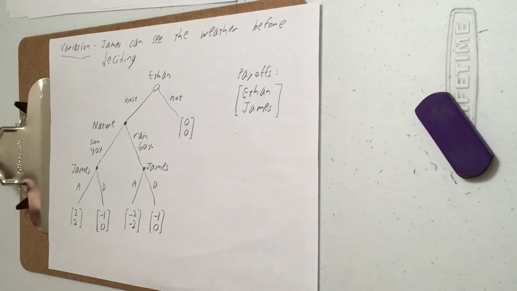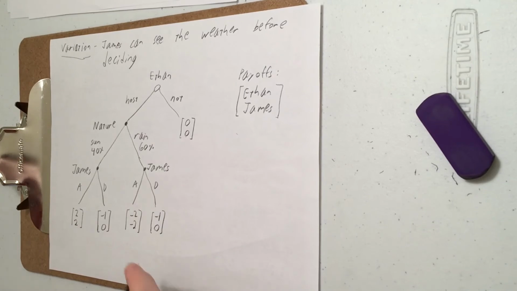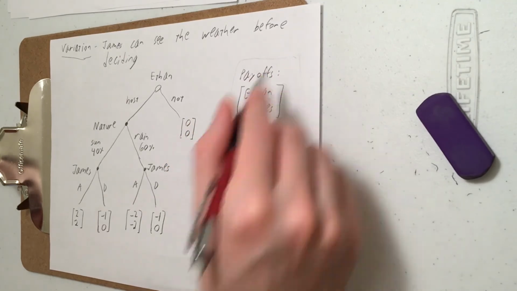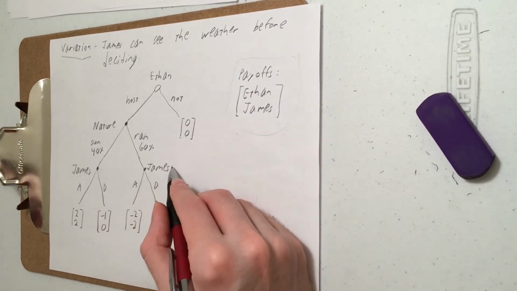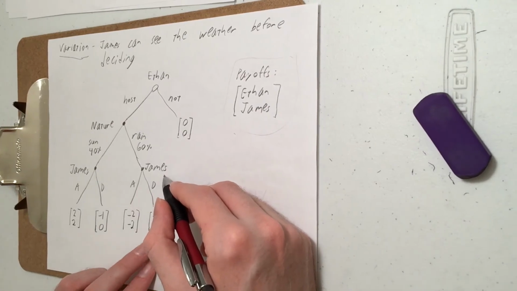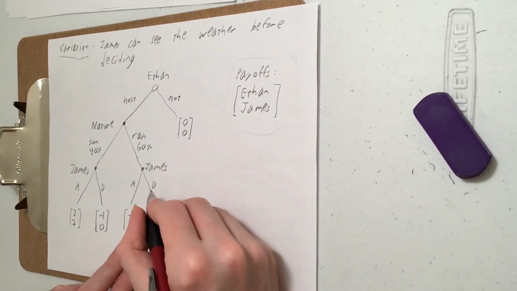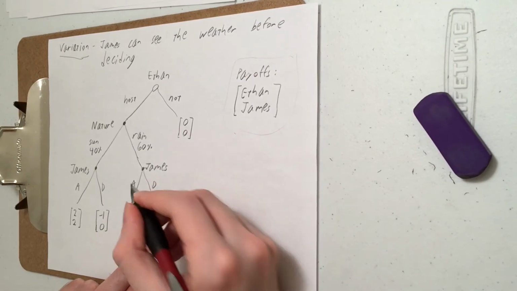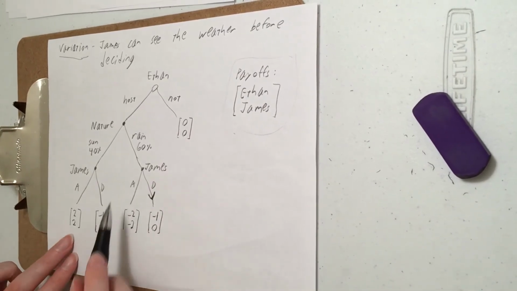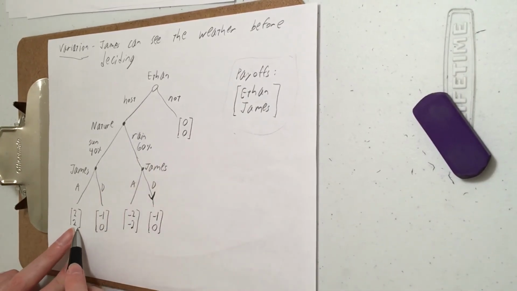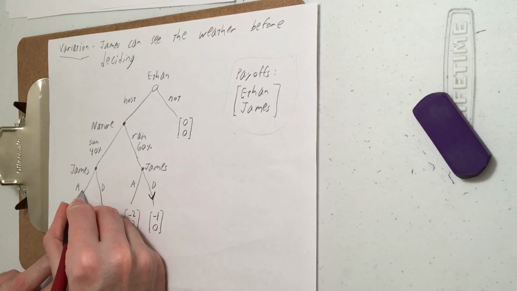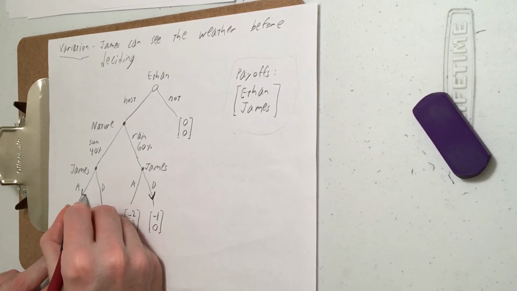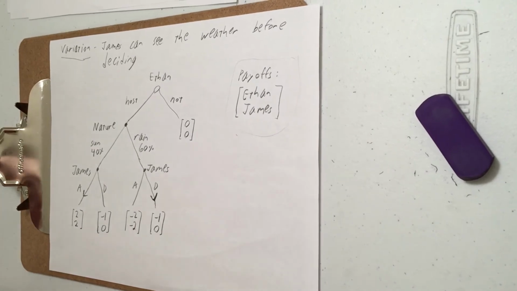All right, let's go over the answer. So we go to the very end of the game where James is making a decision, and James's payoffs are the ones that come second. If it's rainy, James gets a payoff of 0 from declining and a payoff of -2 from accepting. Getting 0 is better, so James picks decline. If over here it's sunny, James gets a payoff of +2 from accepting versus a 0 from declining. In that case, it's better to accept.